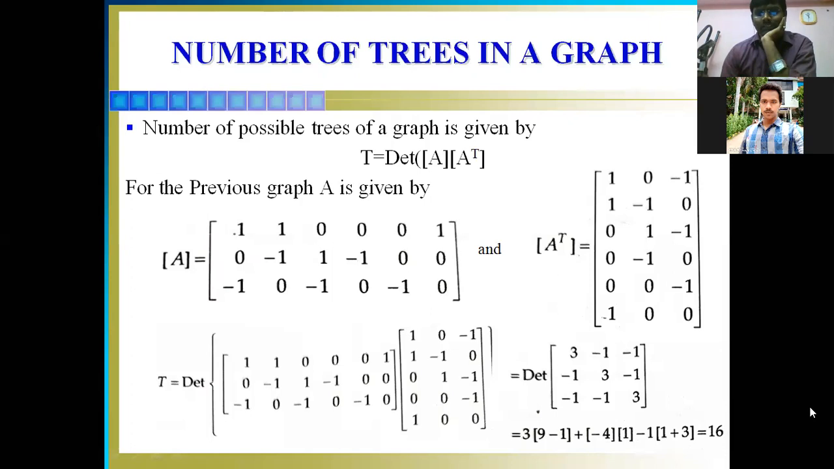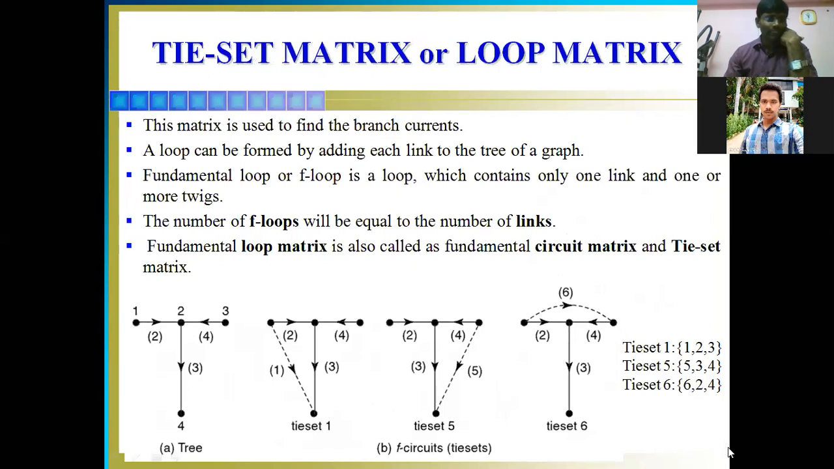Okay. So therefore you can check later whether it is possible to draw 16 types of trees or not for the given graph. So you can find how many trees can be formed for the given graph once you find the incidence matrix and reduced incidence matrix with this calculation. You can check later. If not, then ask me in the next class.